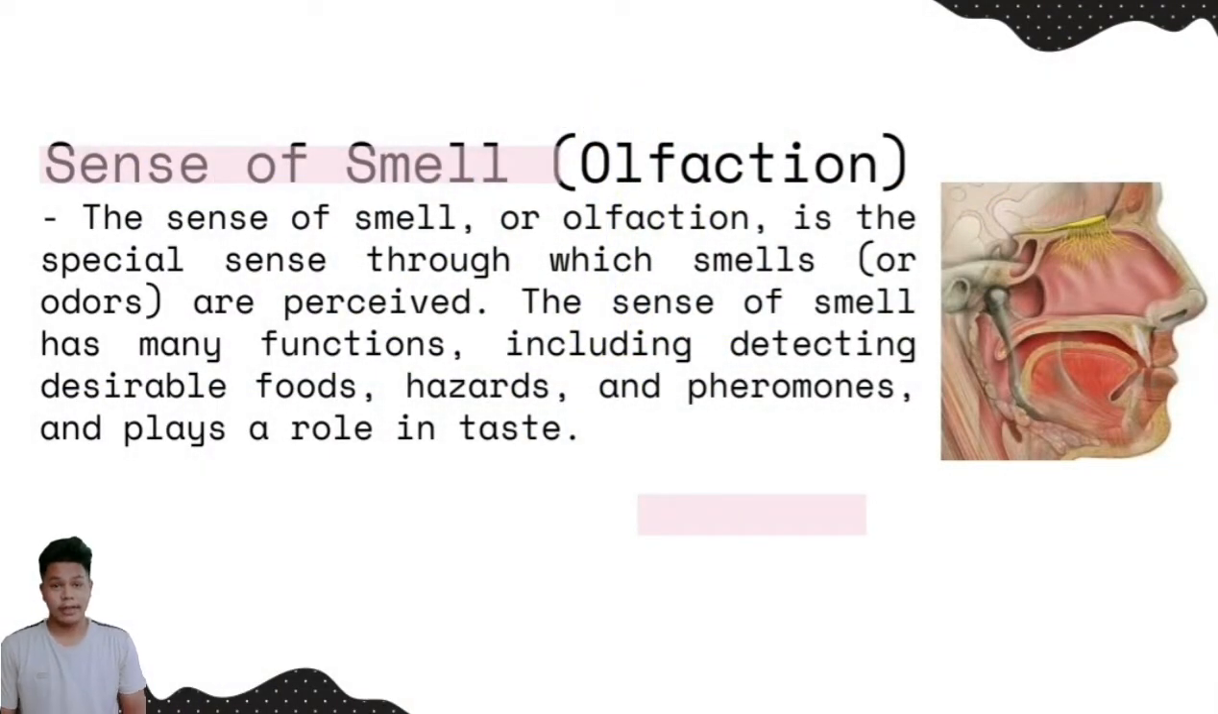So let's now proceed to the last sense, which is the sense of smell, or what we call olfaction. The sense of smell or olfaction is the special sense through which smells or odors are perceived. The sense of smell has many functions, including detecting desirable foods, hazards, and pheromones, and it plays a role in taste. In humans, it occurs when an odor binds to a receptor within the nasal cavity, transmitting a signal to the olfactory system.